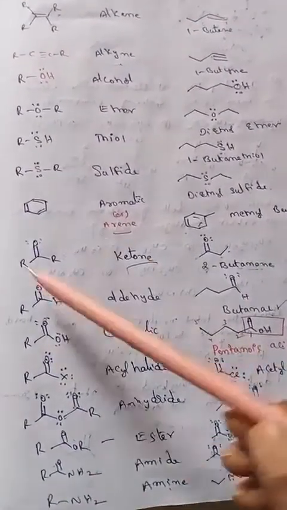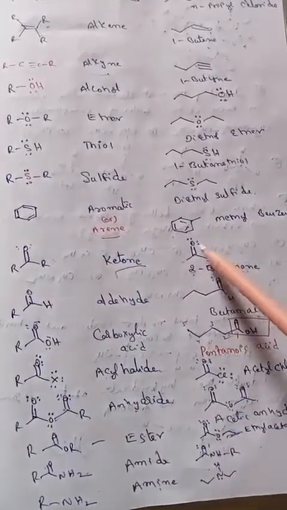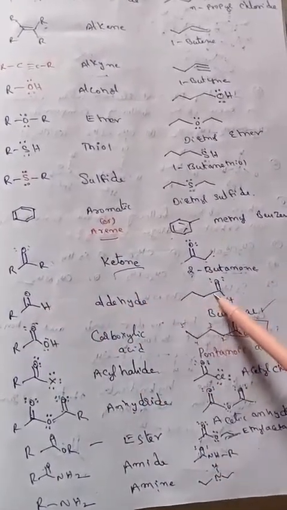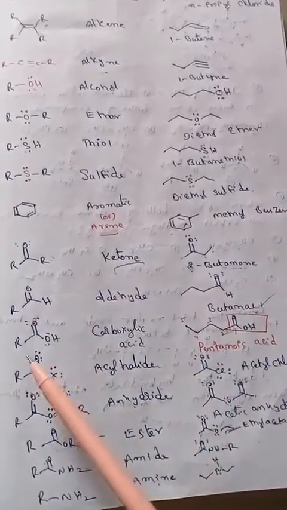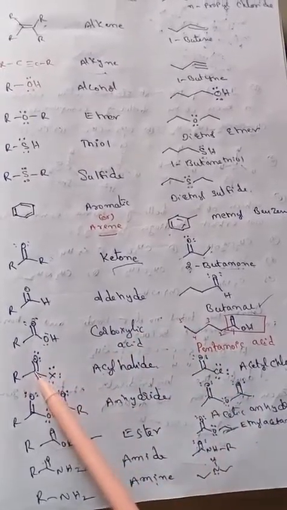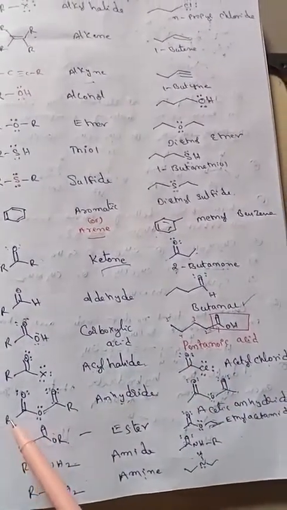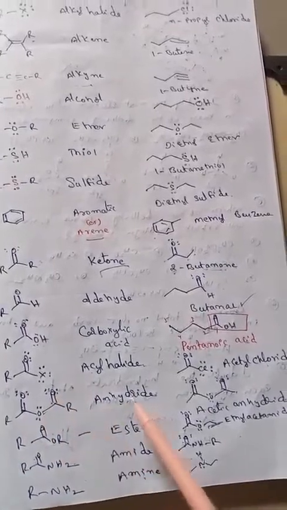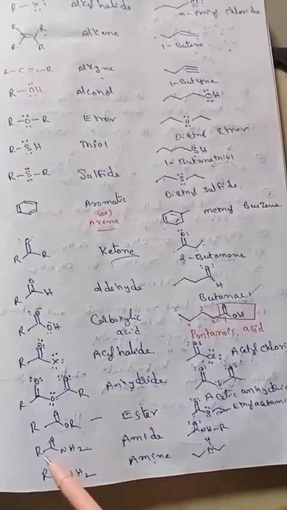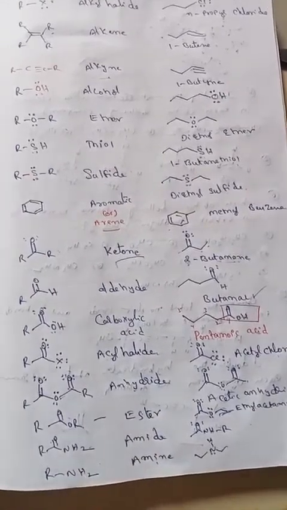Among the carbonyl compounds, RCOR is called ketone. Example methyl ethyl ketone or 2-butanone. RCHO is aldehyde. Example butanal. RCOOH is a carboxylic acid. RCOX is acyl halide. Example acetyl chloride. RC(=O)OC(=O)R is called anhydride. And RCOOR is ester. Amide, very important, RCONH2 is called amide, and RNH2 is amine.